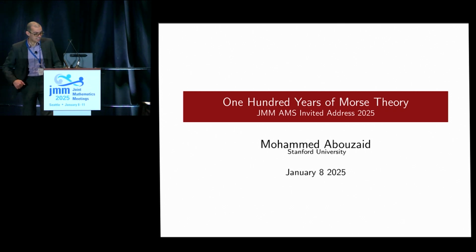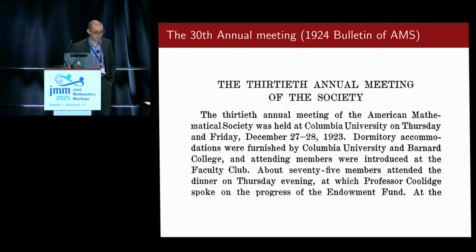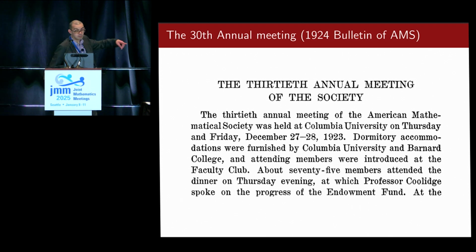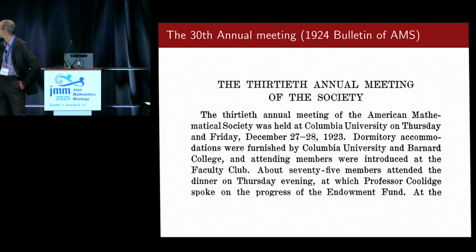We're talking about the fact that about 100 years ago, at the 30th annual meeting of the AMS, at a time when there were no joint meetings, Marston Morse gave a lecture about what then became Morse theory. This meeting took place in New York City. At the time, apparently, the meetings were held before the new year, not afterward. I actually looked at '24 and '25, and that was a consistent pattern.